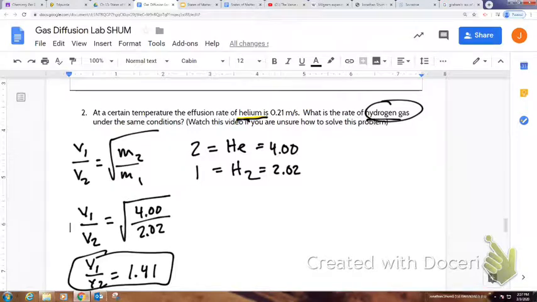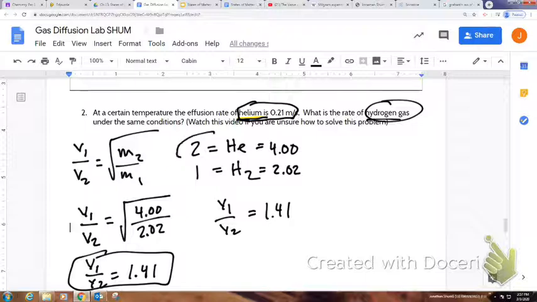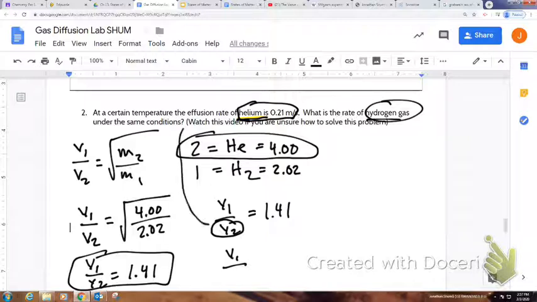All right, but the second part, it says the fusion rate of helium is 0.21. So I'll rewrite it, V1 over V2 equals 1.41. But what I now figured out is that the rate of number 2, the fusion rate, or the velocity, is 0.21. So V1 over V2, this is for helium, 0.21, equals 1.41. So I actually know one of the variables. And so now I have to figure out the rate of hydrogen gas, which is V1.